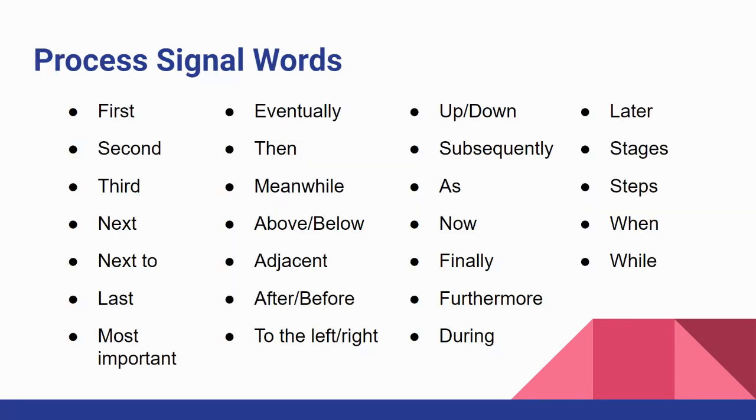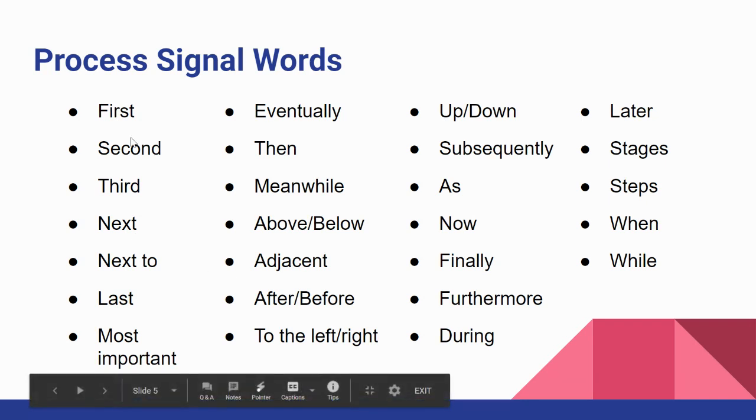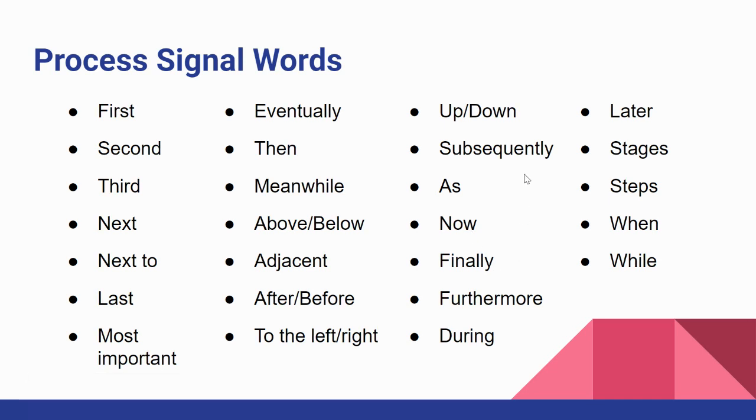An easy way to identify a process text structure is to look for these signal words. A signal word is signaling me, the reader, that this is a certain type of text structure. So these are process signal words, and I know you've seen these before. These are very common: first, second, third, next, last, and also include things like after, before, now. Then they say finally, subsequently.